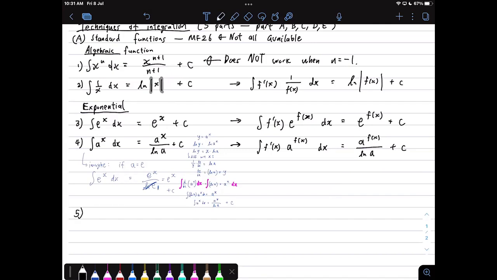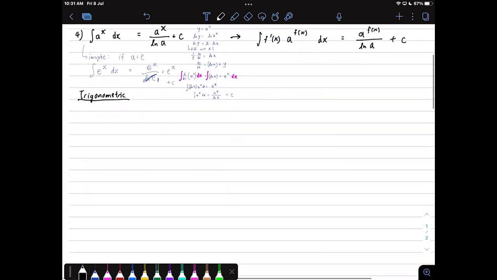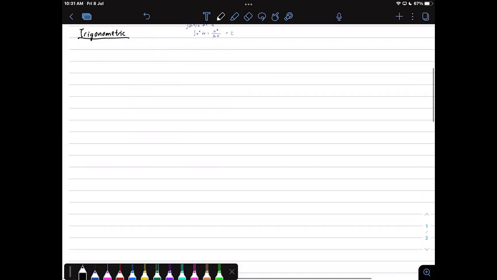Fifth formula, let's go. New component, new section. Not exponential anymore. Now it's trigonometric functions. Now there are a few categories to deal with. The first category, part I, will be basic. For the basic one, you got number 5.